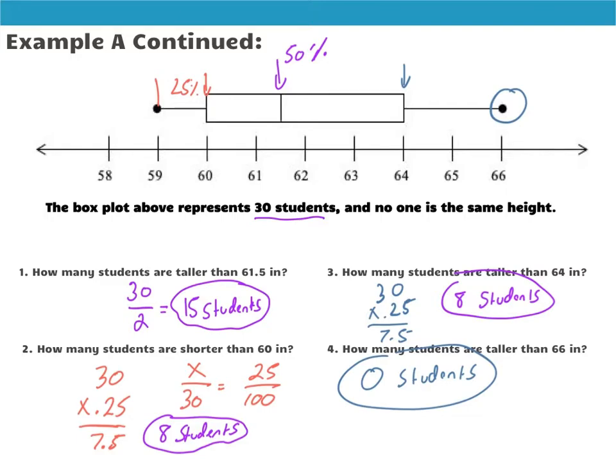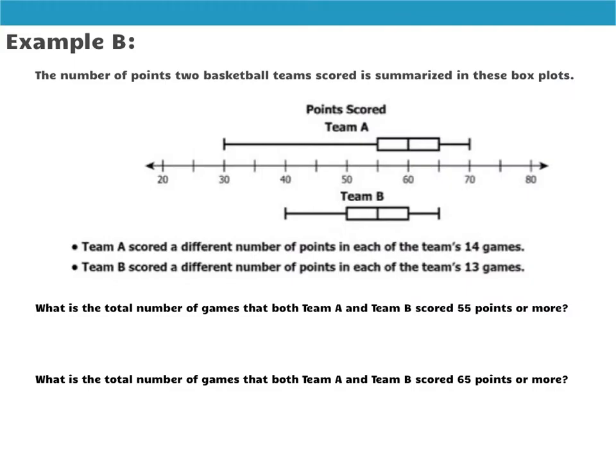Now let's take a look at example B. Here we are at example B, and it says the number of points 2 basketball teams scored and summarized in these box plots below. So Team A's points are above, Team B's points are below. Team A scored a different number of points in each of the team's 14 games, so that's important information. Team B scored a different number of points in each of the team's 13 games. So we have 2 questions to answer.